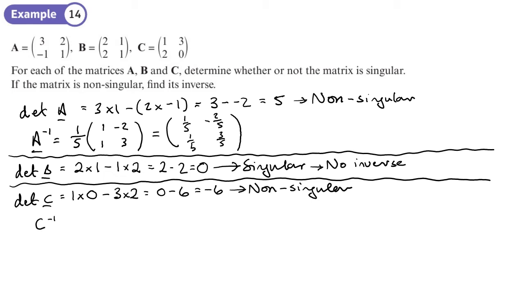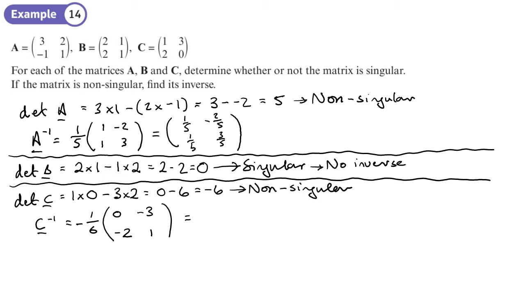So C inverse is going to be 1 over the determinant, so 1 over minus 6, so we can write it as negative 1/6. Then inside the matrix, we take C and we swap over A and D, and we reverse the signs of B and C. So again, we can leave our answer like that. Sometimes it's preferable to leave it like that.